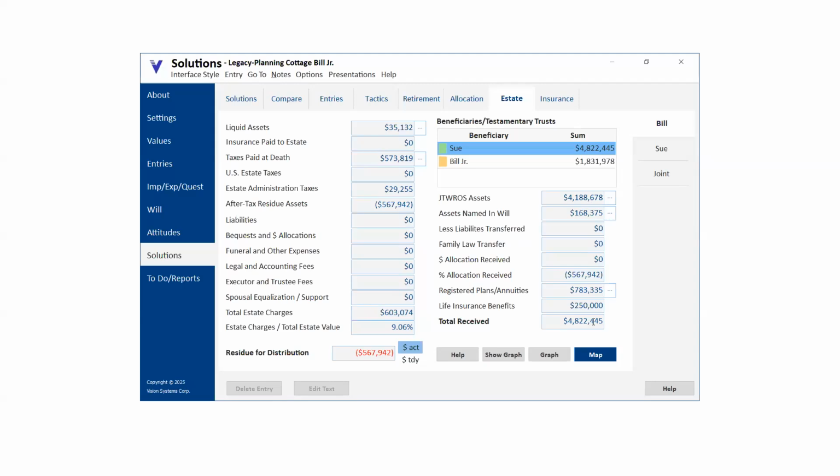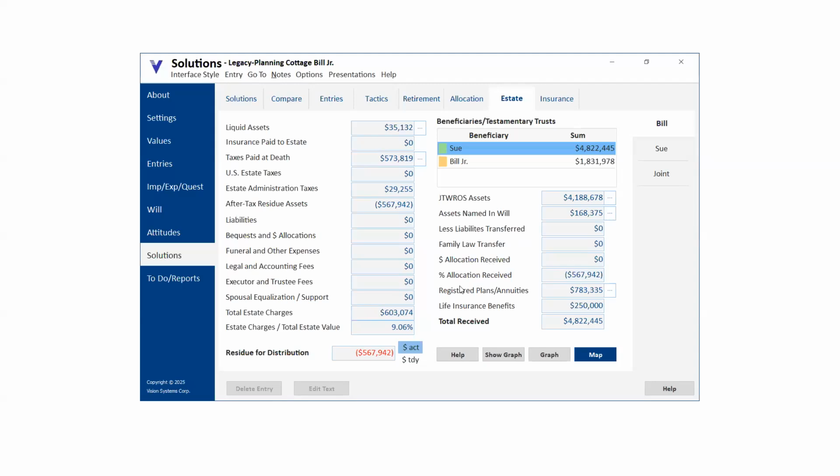So I've always talked about this as the issue, and one way to resolve that issue is to leave the cottage to a spousal testamentary trust. And then the terms of the trust are, you know, Sue might have the use of it for a certain period, Bill Jr. for a certain period, and then Bill Jr. ultimately ends up with the cottage after Sue's death.